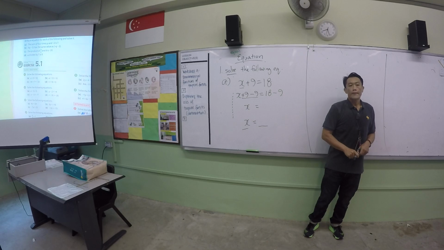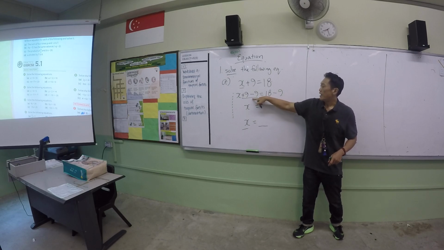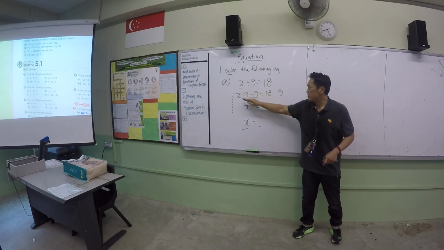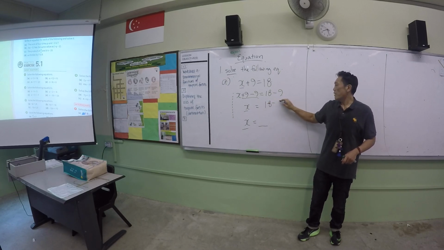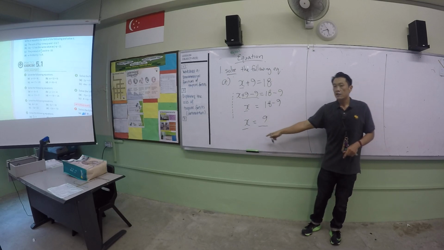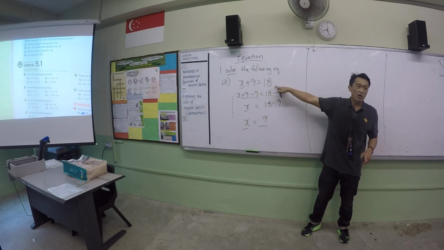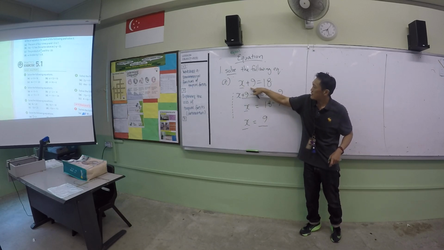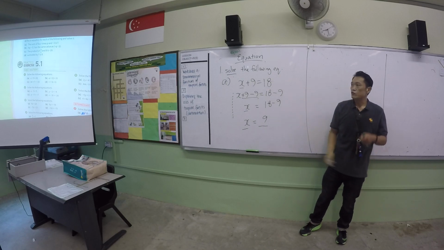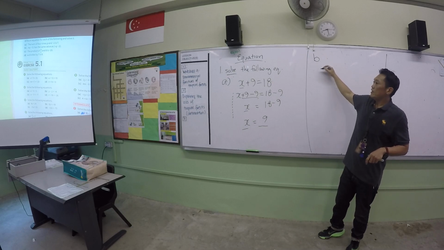Oh. Okay? I purposely choose this number minus 9 so that this whole thing can become 0 and I only have x on one side. So when 18 minus 9, I can find out that x must be 9 for this equation to be correct. x must be 9. So if I put it back, 9 plus 9, left hand side is 18, right hand side is also 18.